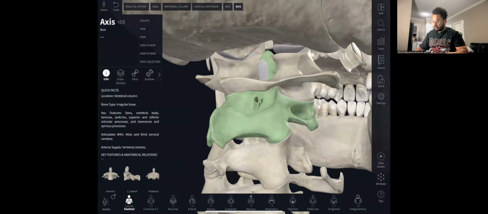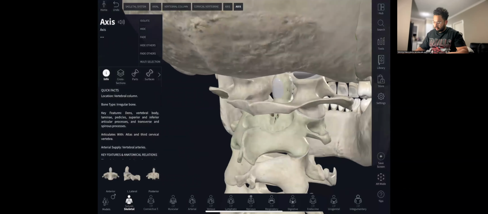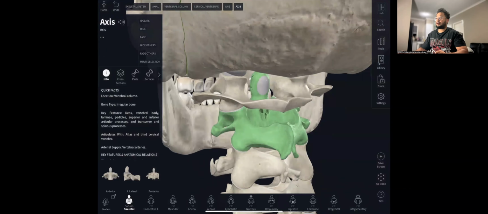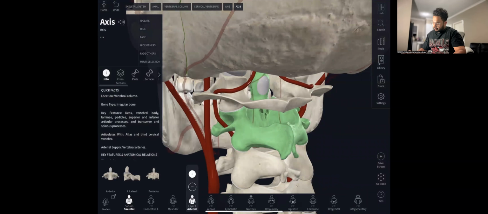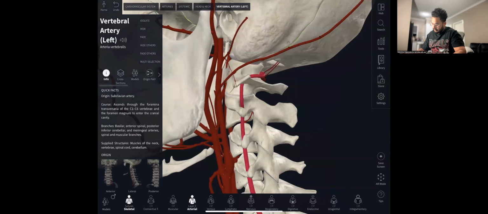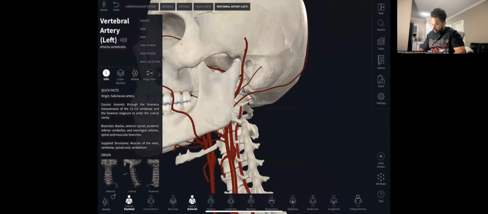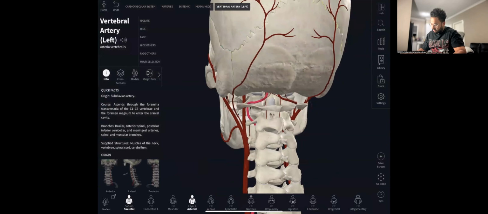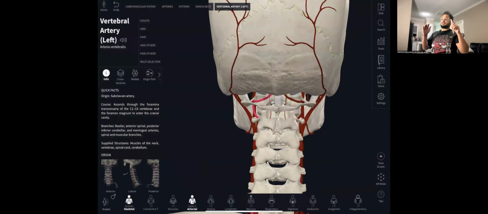Okay, what else? Again, it has the transverse foramen for the passageway of the vertebral artery. Let me show you where the vertebral artery is here. So the vertebral artery is this one. As you can see, on the transverse foramen there is a vertebral artery on the side. Foramina means a hole. So it is a hole on the sides. So that's why it is called transverse foramina.